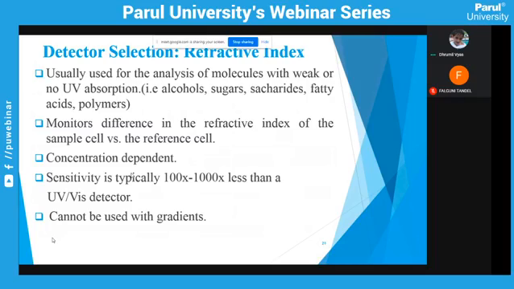The most notable advantages of RI detection are that the technique is non-destructive, enabling downstream analysis, and RI is a concentration dependent bulk property allowing for universal detection, so all compounds with polarizable electrons are detectable.